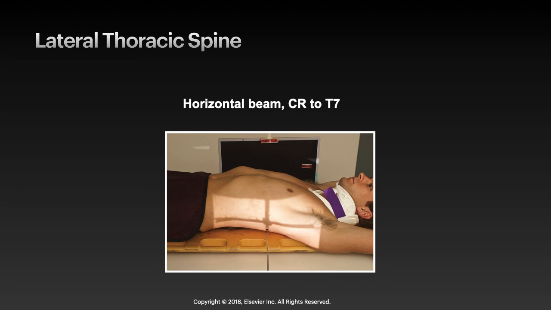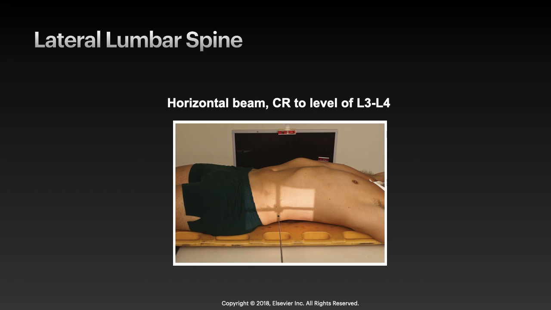Lateral T-spine, horizontal beam, CR to T7. Lateral lumbar spine, horizontal beam, CR is at the level of L3, L4.